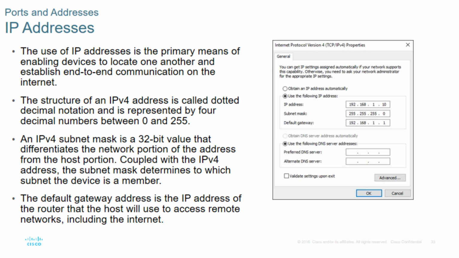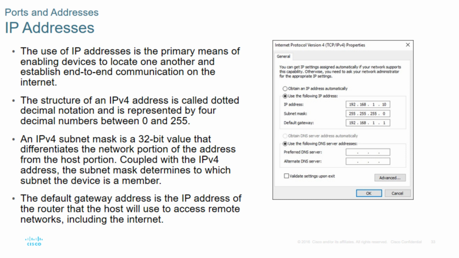So the use of IP addresses is the primary means of enabling devices to locate one another and establish end-to-end communication on the internet. Each end device on a network must be configured with an IP address. For example, these include the following: computers, network printers, VoIP phones, security cameras, smartphones, and mobile handheld devices.